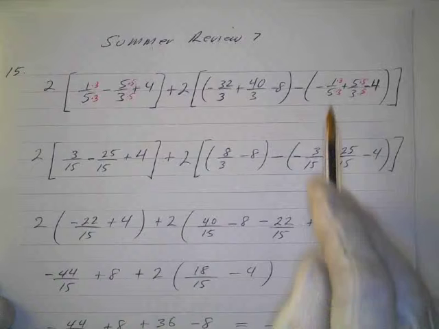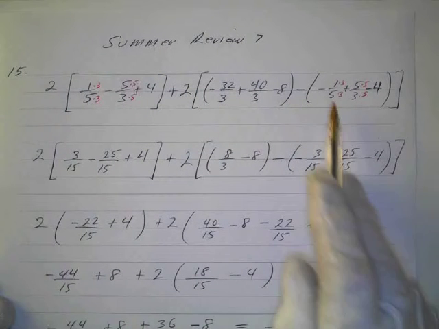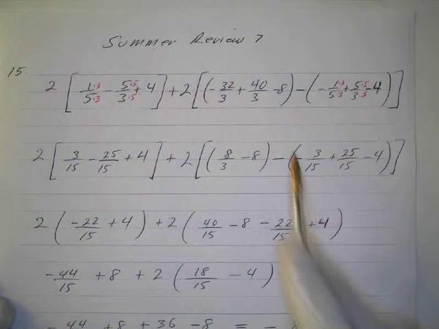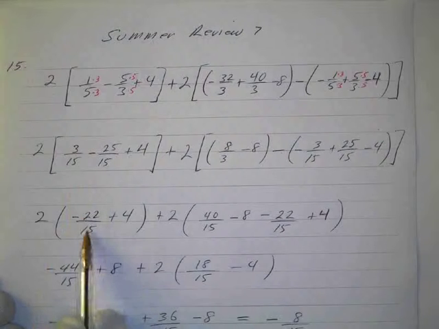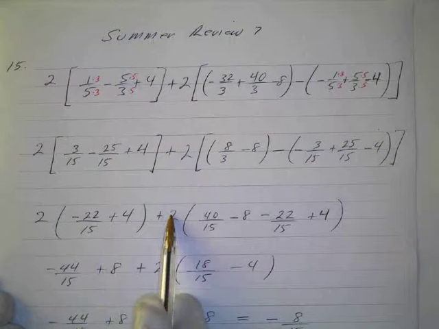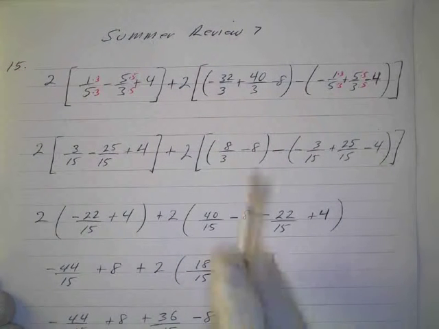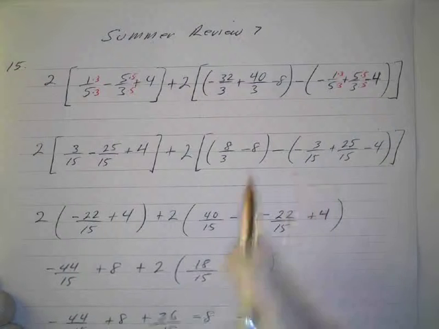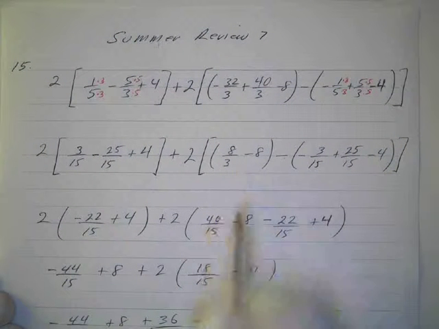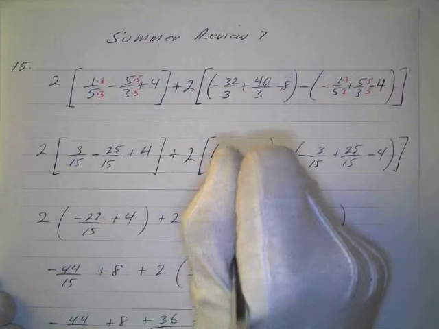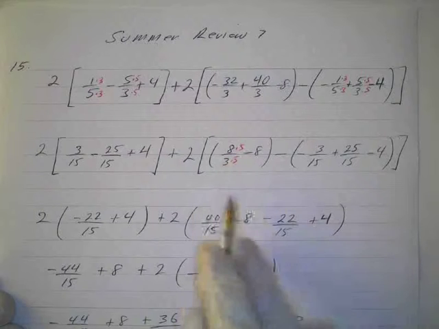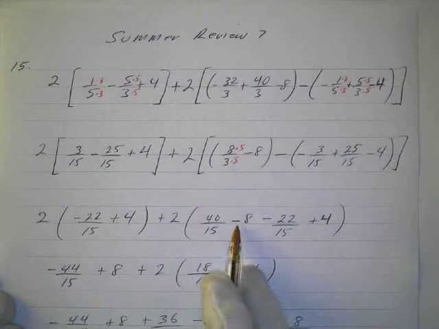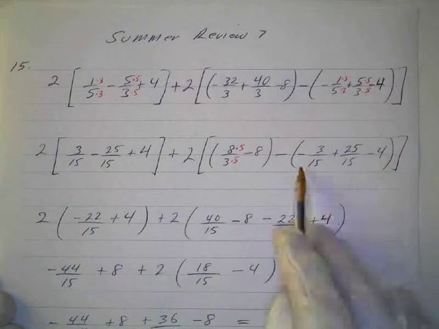And then over here, like I said, this was negative. This would be 3 over 15 plus 25 over 15 minus 4. And then I could combine these again. Negative 25 plus 3 is negative 22 over 15 plus 4. And then over here, I just multiplied out. Oh, I'm sorry, no, I had to make this into 15, so I had to multiply the top and the bottom by 5. So that's 40 over 15 minus 8. So I left this like 40 over 15 minus 8, and then I dropped the parentheses at the same time.